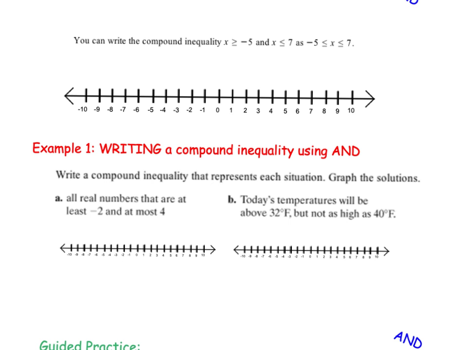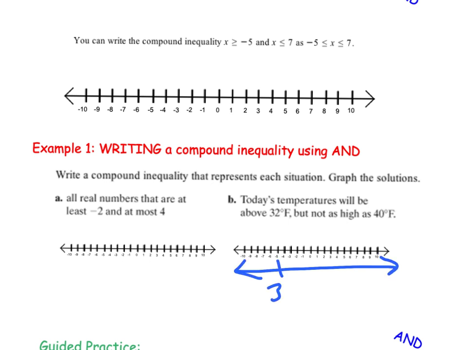Now a little hint is these inequality symbols will always face the same direction. They're never going to be opposite directions. So keep that straight. And that's for compound inequalities using and. Looking at letter B, it says today's temperatures will be above 32 degrees, but not as high as 40. So if you're above 32 degrees, and I have a bad chart here, so let's just remake a new one.